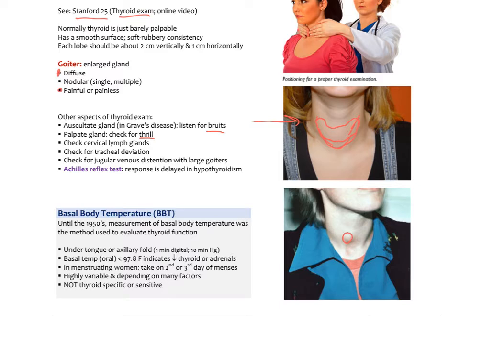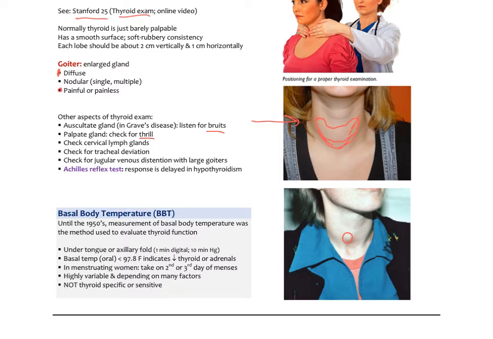Checking for the cervical lymph nodes, see if there's any enlargement there. Any evidence of tracheal deviation, so you can feel down the trachea, see if it's midline. And then check for any jugular venous distension with large goiters. If they get really large, they can compress not just the arteries, but also the veins. So the jugular vein can be compressed, and that would lead to blood backing up, and that will cause JVD.